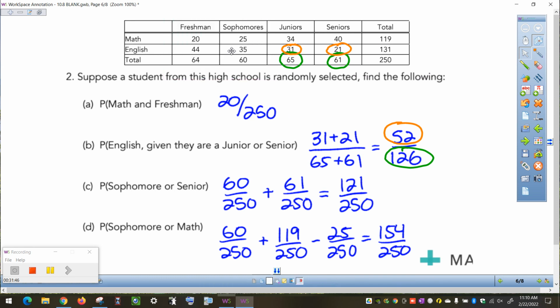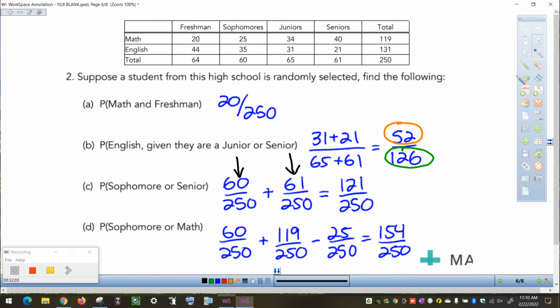All right, the probability that they were a sophomore or a senior, so those are mutually exclusive, which means they cannot overlap. Somebody cannot be a sophomore and a senior at the same time. So we're just simply adding the probability that they're a sophomore plus the probability that they are a senior.